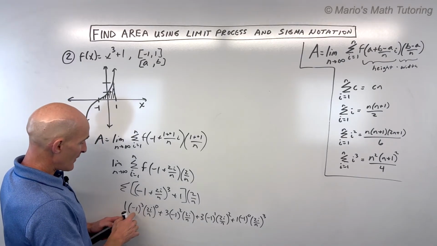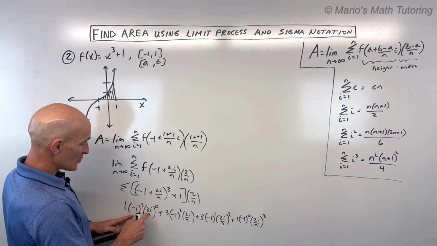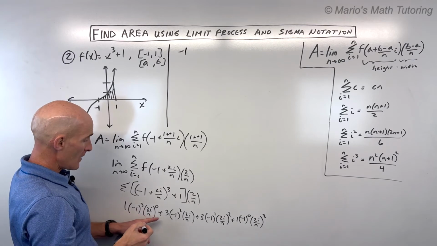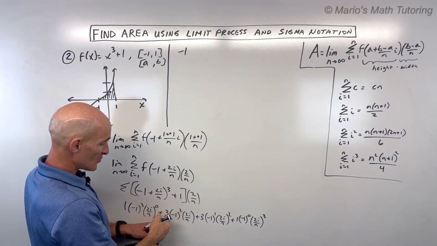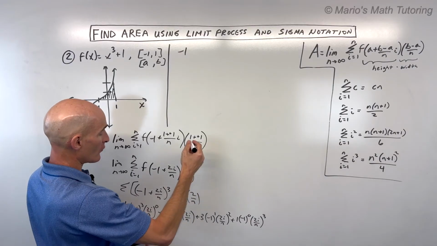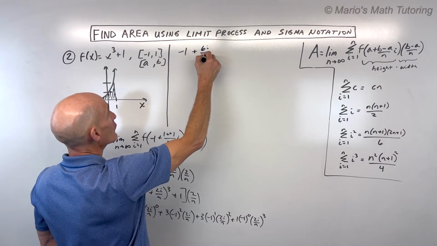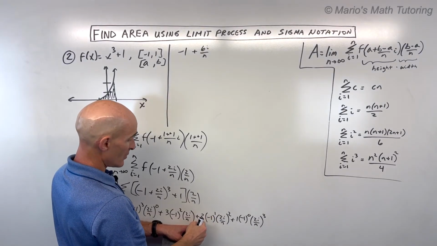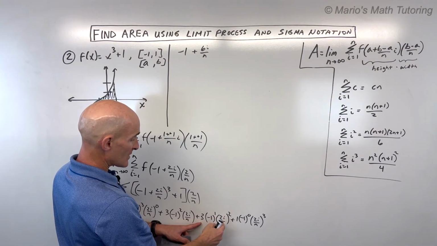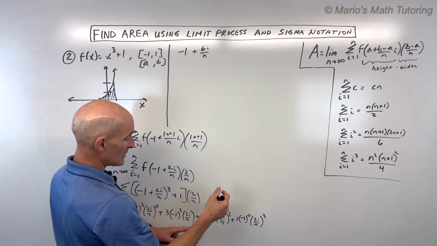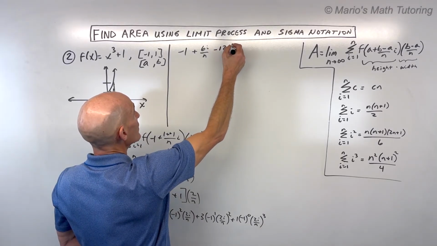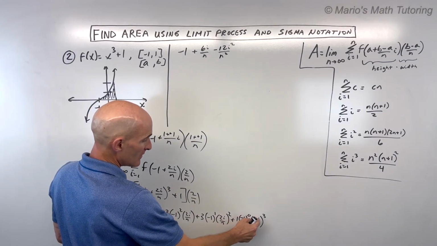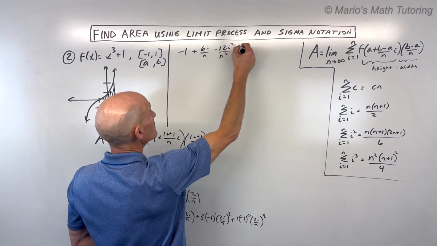So let's simplify. Anything to the 0 is 1, so this comes out to negative 1. Negative 1 squared is 1, times 3 is 3, so that's plus 6i over n. This part here, negative 1 to the first is negative 1, times 3 is negative 3, and this is 4i squared over n squared, so that comes out to negative 12i squared over n squared. And anything to the 0 is 1, times 1 is 1, and this comes out to 8i cubed over n cubed.